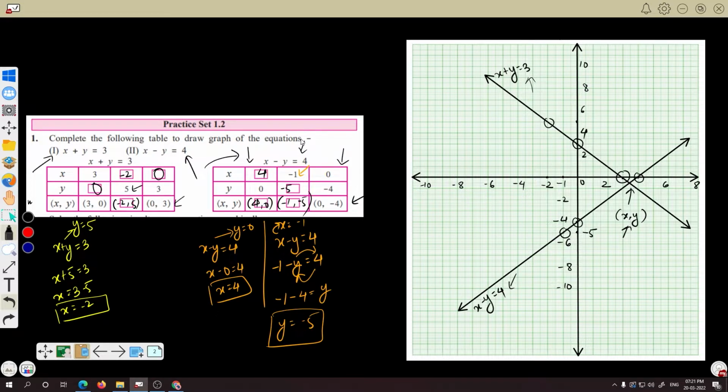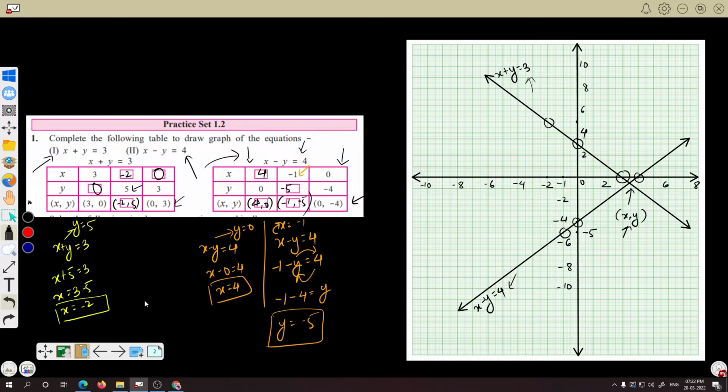Now in this particular activity, they have not asked us to find the value of x and y. It simply says complete the table and draw the graph. So this is the graph that you need to plot. So remember, if there are two equations, the graph will always be a straight line and you will get a point of intersection. The coordinates of the point of intersection will be the solution itself. I hope this is clear to you.